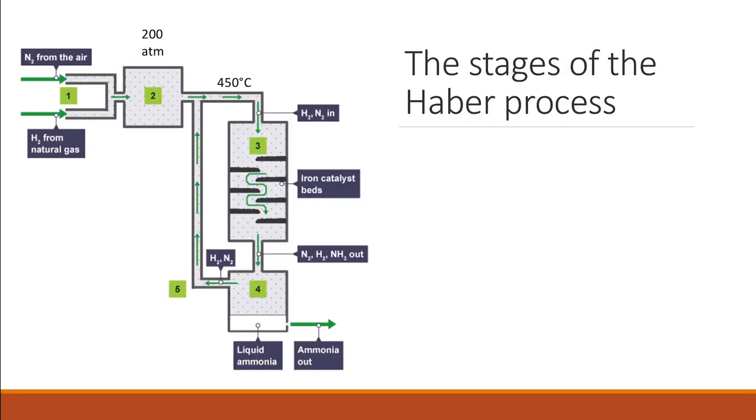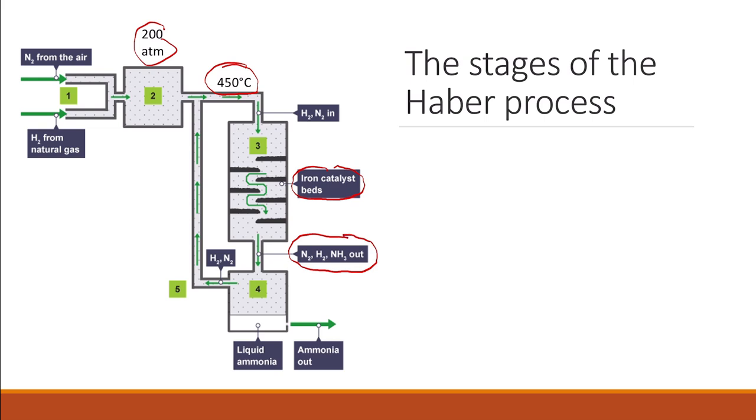Looking at the stages of the Haber process, nitrogen that comes from air and hydrogen that comes from natural gas are mixed together, and then the pressure is increased to 200 atmosphere, and then the temperature is increased to 450 degrees, and they are allowed to react together with the aid of iron catalyst beads. So here this is a reversible reaction. Hydrogen and nitrogen will react together to give you ammonia. However, at the end, we still have nitrogen, hydrogen, and ammonia because this is a reversible reaction.